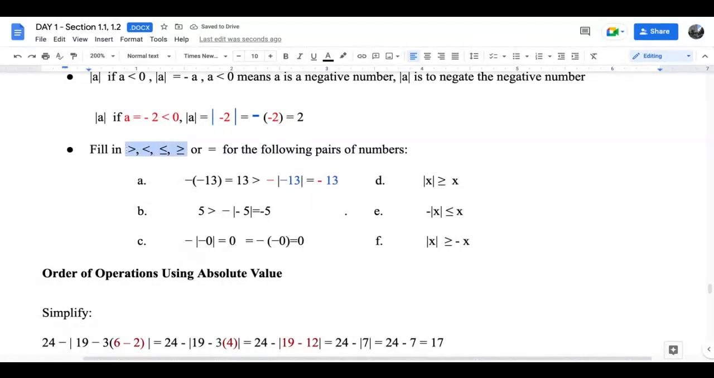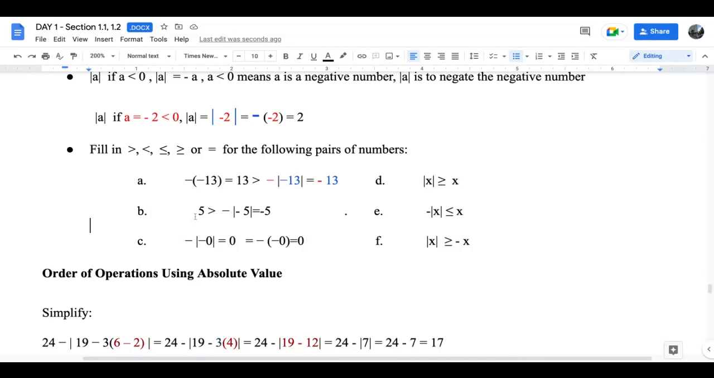Well, let's get familiar with these signs. Greater than, less than or equal to, greater than or equal to. Let's see this. You have homework something like this. If we negate negative 13, that becomes positive 13, right? And on the other side, absolute value of negative 13 is positive 13, but the negation sign is outside, so that becomes negative 13. So we should put the greater than sign in the middle, because 13 is greater than negative 13.